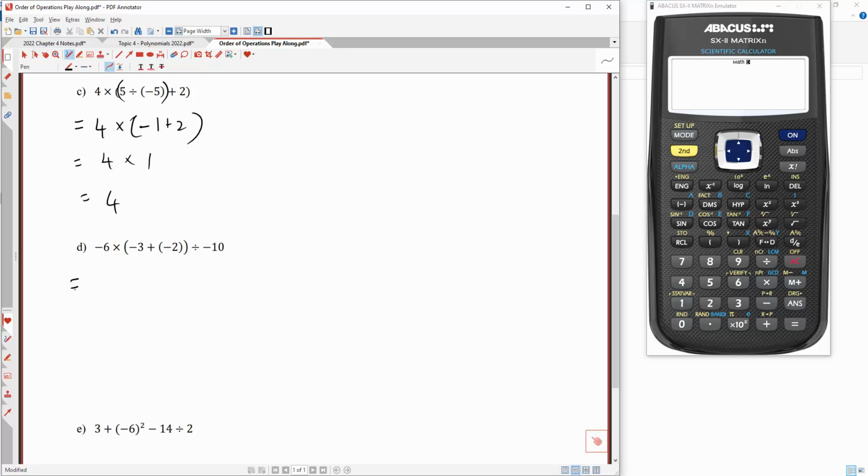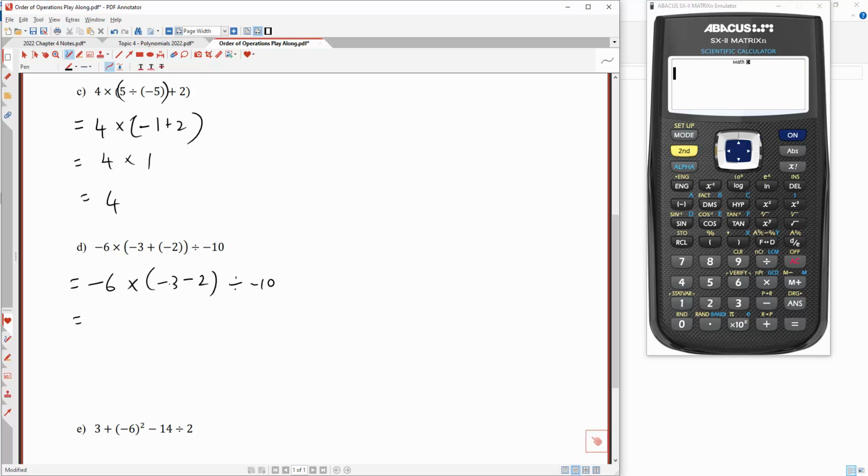Alrighty, hope you're going well so far. This next one, so it's -6 multiplied by, open brackets, -3 plus -2, close your brackets, all divided by -10, or that divided by -10. So pause the video now and have a go. Alright, so we're going to do -6 multiplied by, inside the brackets we've got -3 plus -2. So I'm just going to rewrite that as -3. When I add a negative number, that's the same as subtracting it. So all I've done is just change that plus a negative to a subtraction sign.